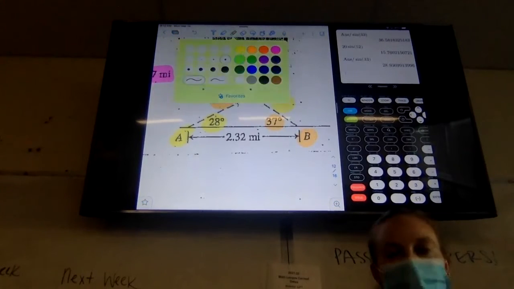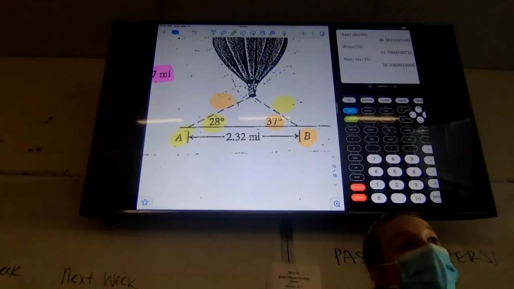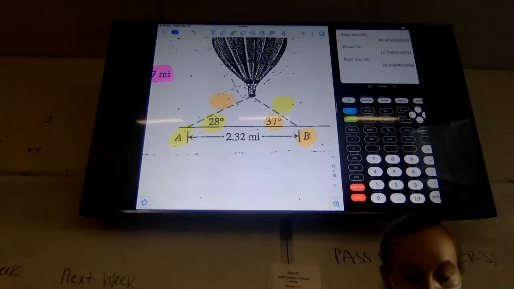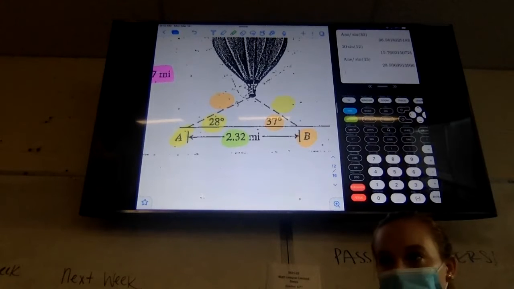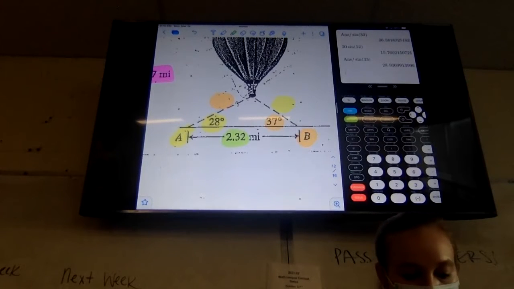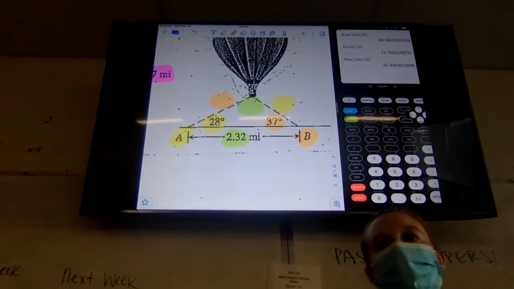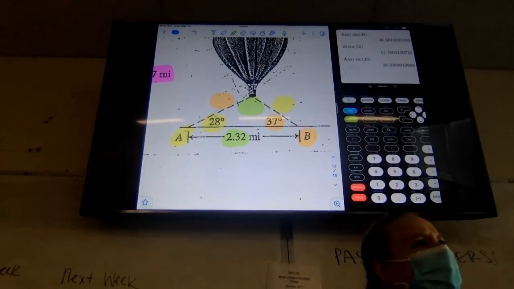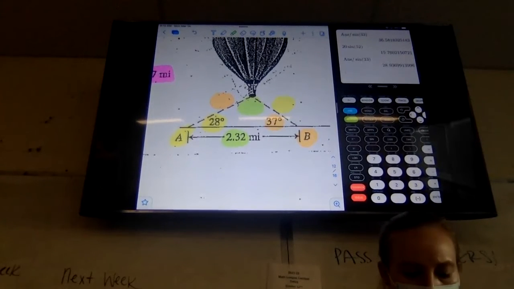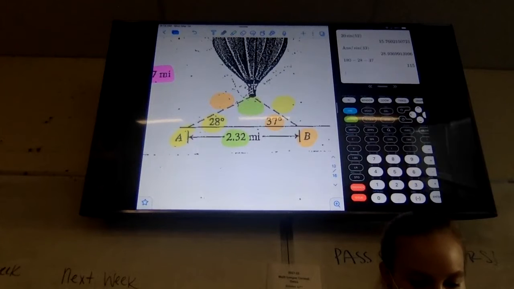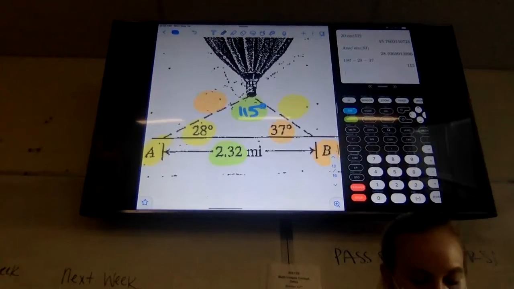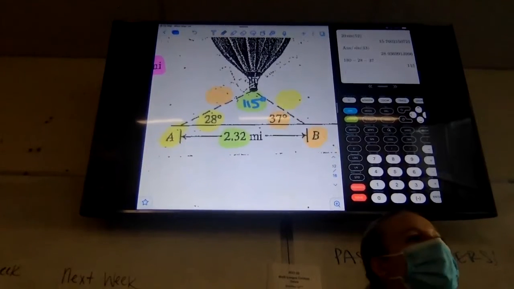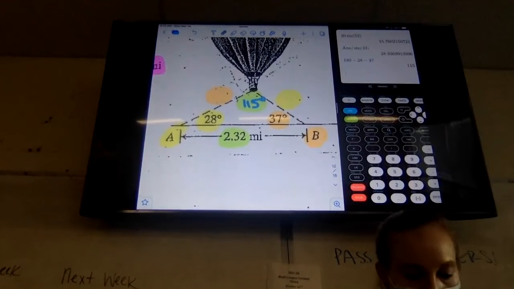Now, I don't have either of those sides, so that means I need to use the other angle on the other side in order to figure out what either of those two sides are. I know that the side across from the hot air balloon is 2.32, but I don't know the angle. Can I find that angle? Yeah, just subtract from 180, right? 180 minus 28 minus 37. So I get 115. Okay, good. I need 115 because I'm going to use that to set up to find one of the other sides.